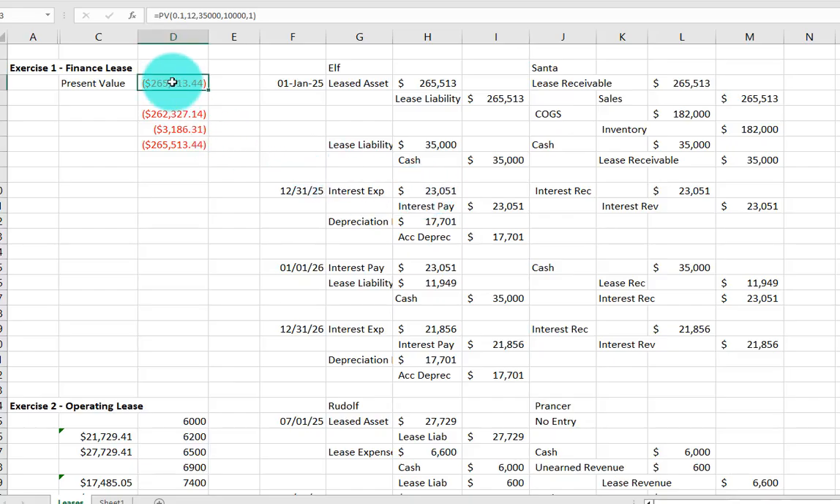So to get the value, we're going to take present value using the rate explicitly given, number of periods, 12, the $35,000 payment, and the $10,000 put right in the formula, $10,000 on the last one. And then we make sure that we put a 1 to make sure that it's at the beginning of the time period, not at the end, which is the default. So that last parameter here.